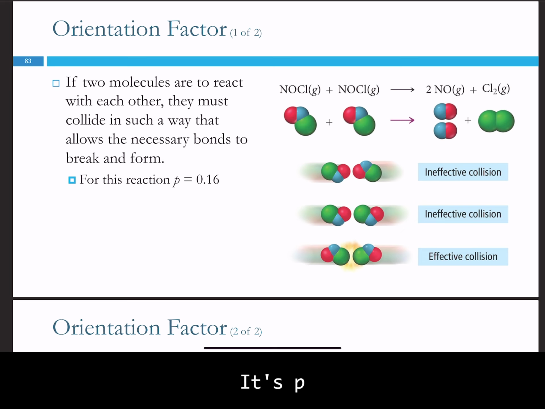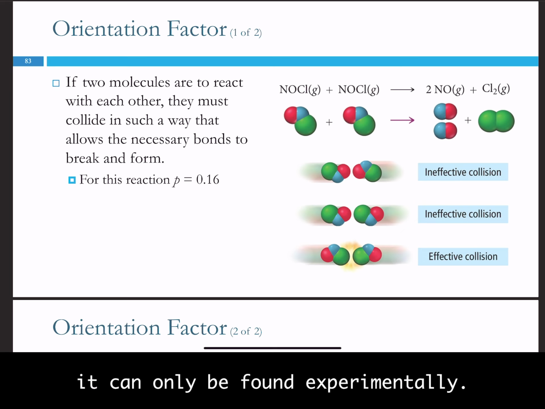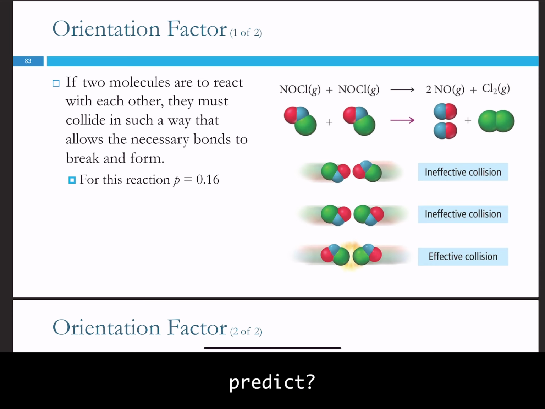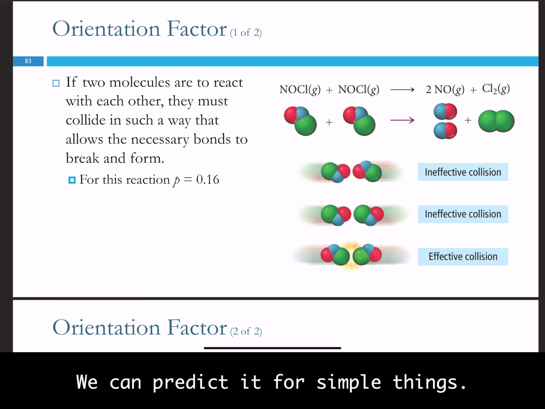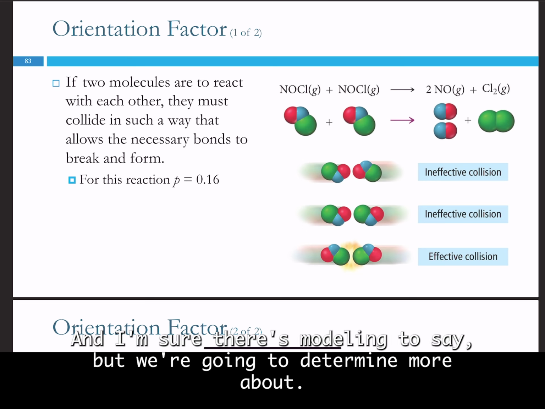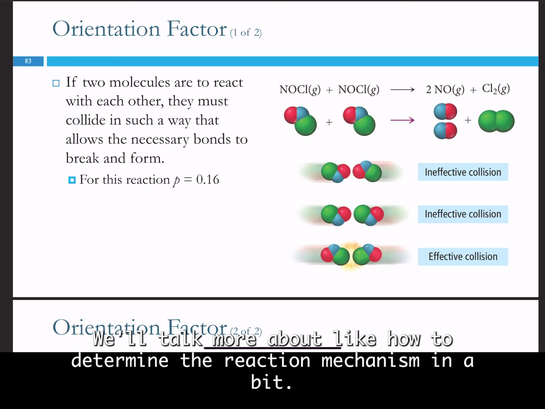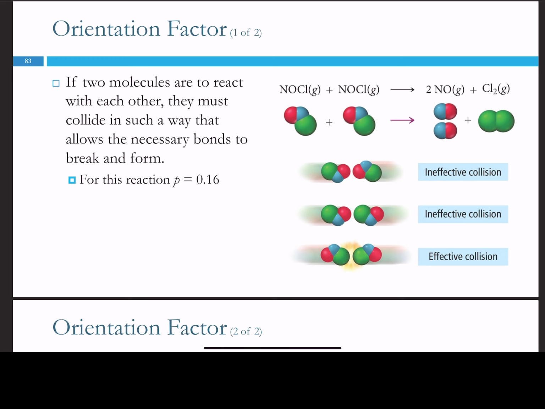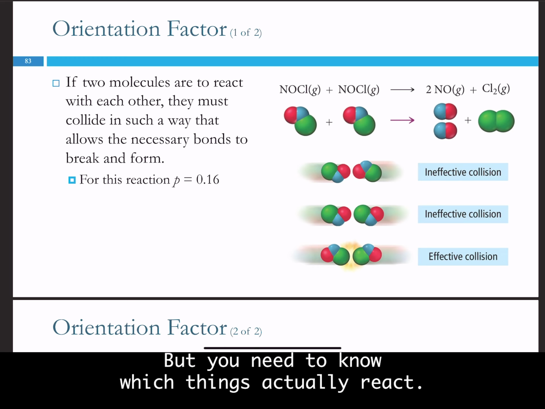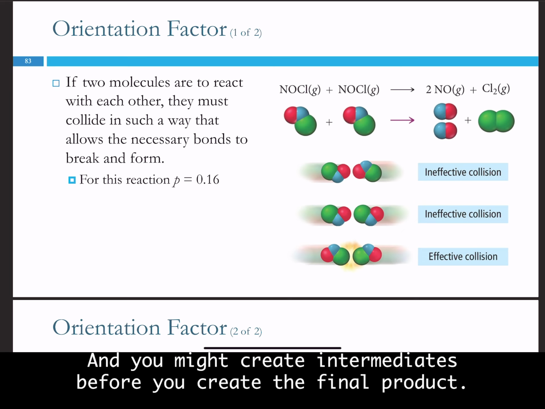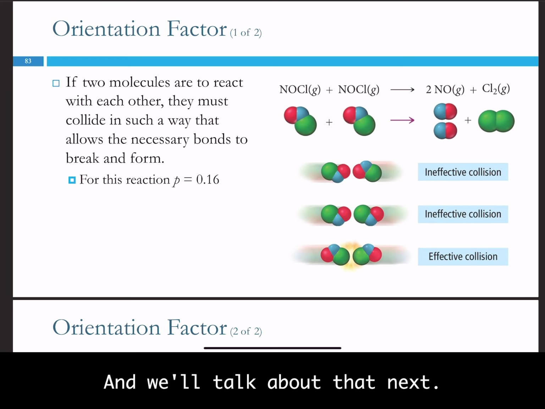Is P something that can only be found experimentally? Or is that something we will predict? We can predict it for simple things, and I'm sure there's modeling, but we'll talk more about how to determine the reaction mechanism in a bit. That's a good question though. I imagine it can be modeled, but you need to know which things actually react, and you might create intermediates before you create the final product. And we'll talk about that next.